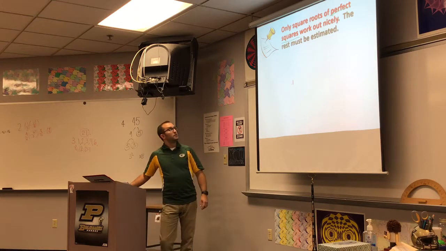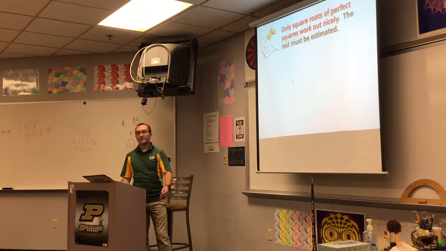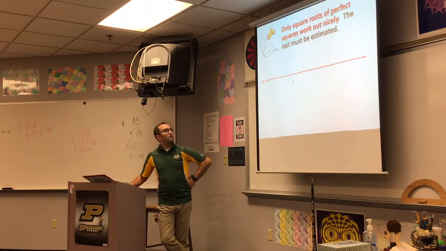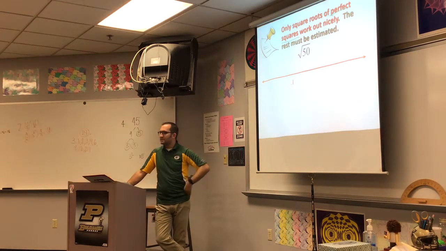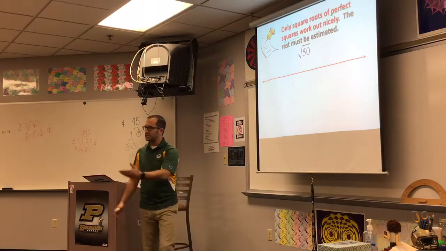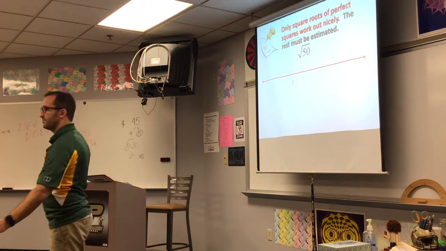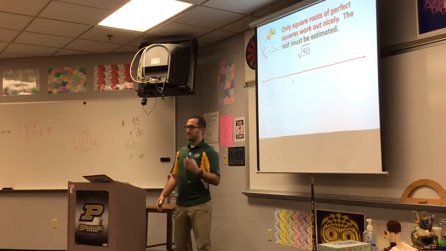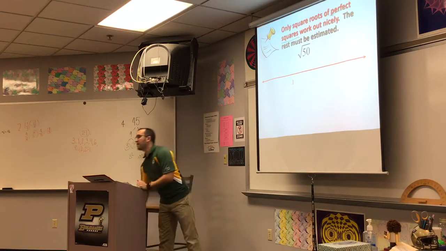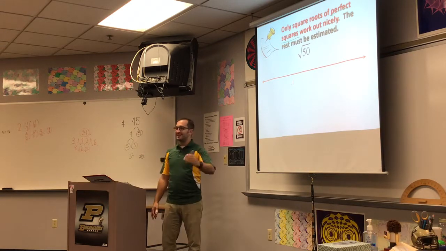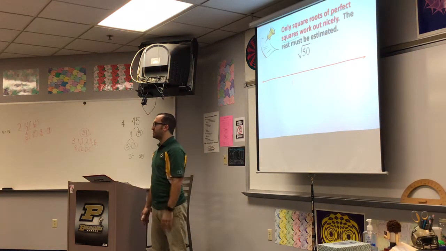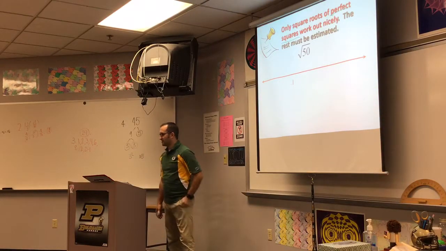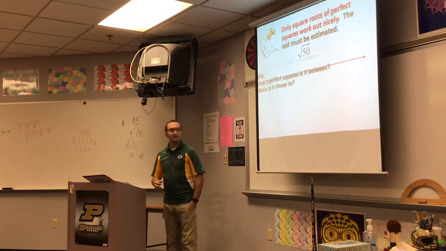All right. Only the square roots of perfect squares work out nicely. The rest must be estimated, and we can estimate them. So if I want to know the square root of 50, why is that one a little more tricky? Exactly. She said there isn't a number times itself that will give me 50. It's not on our list, right? We have a list right there. No, and we're going to have to do these without a calculator.